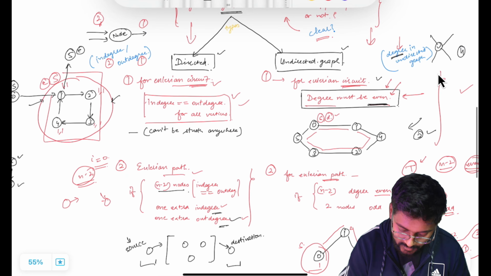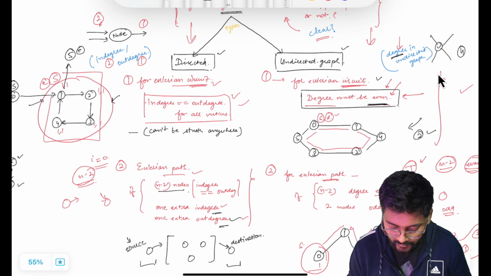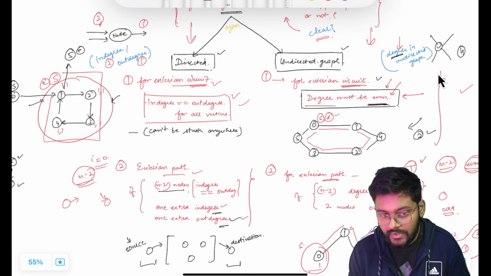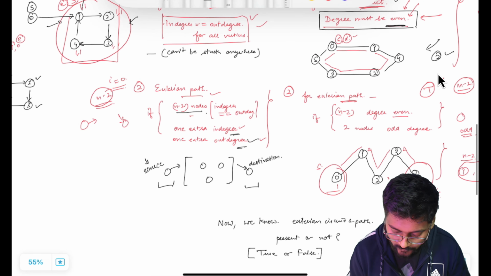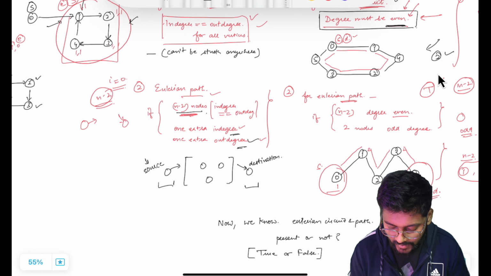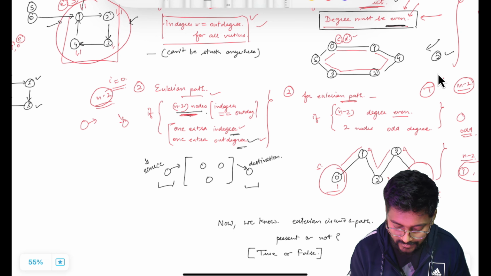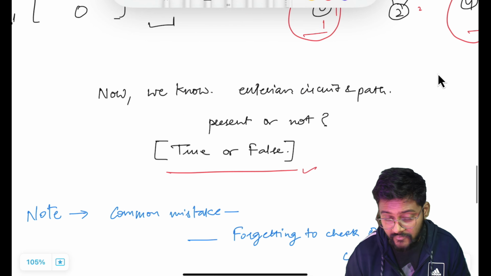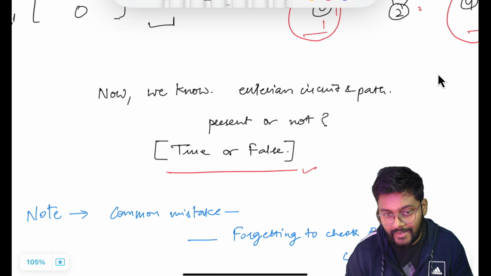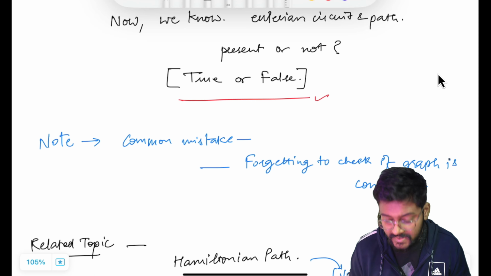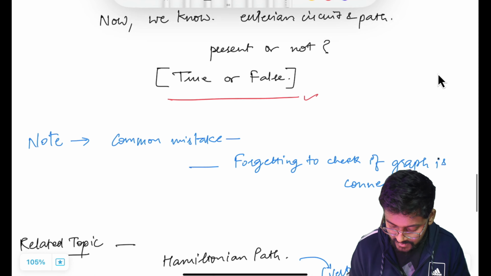In case of a directed graph, if all the vertices have in degree equal to out degree, then an Eulerian circuit is present. If n-2 nodes have in degree equal to out degree, and there is one node with extra in degree and one node with extra out degree, in that case an Eulerian path is present. In this video we are not covering the exact path, we are just covering how to return from the function whether an Eulerian circuit or path is present in the graph or not. That's all.